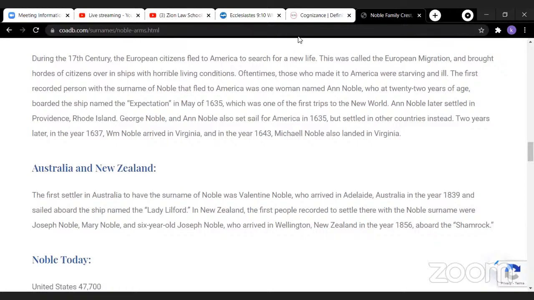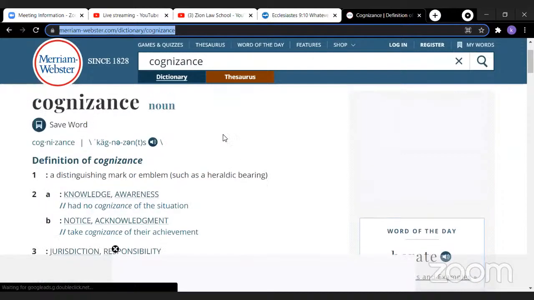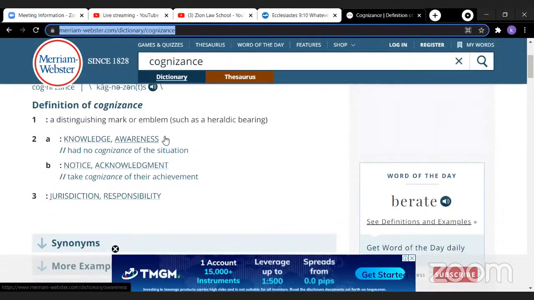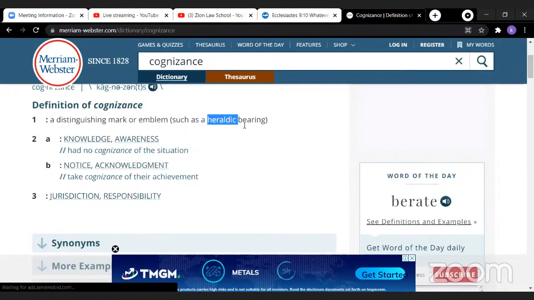Okay, so that's talking about the surname, right? Yeah. So let's go back. There's another word associated with it, it'll come to my mind. But that's interesting.